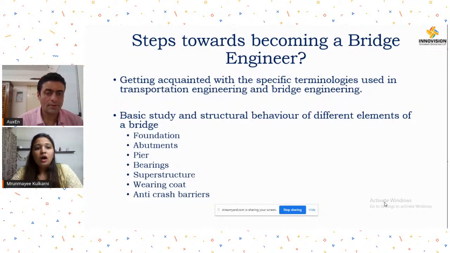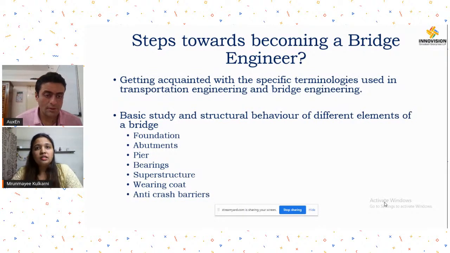Then basic study and structural behavior of different components. In bridges there are various components: foundation, then abutments, how abutments behave, what kind of loads abutments take, what is the purpose of that particular component. That would be your step 2. Piers and bearings are very essential components. It is often said that bearings are the lifelines of the bridge. If there is any distress in the bridge, the first and foremost thing you should do is go check bearings.